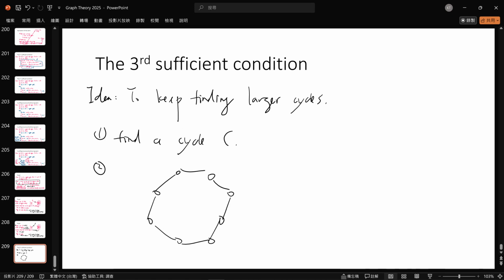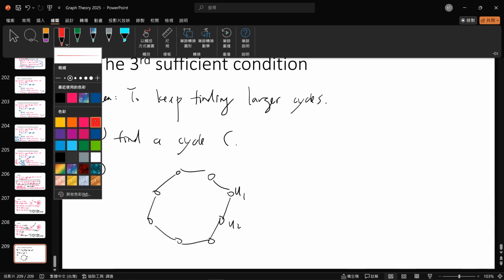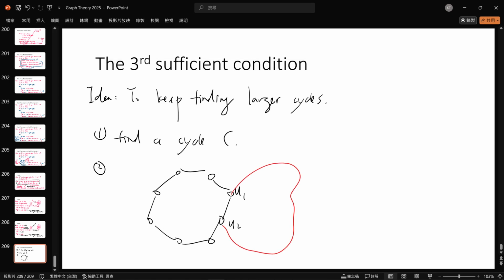Okay, so this is the cycle you have. Now, one simple way to find a larger cycle is to find two vertices that are adjacent, and there's a path outside this cycle that connects these two vertices, U1 and U2. So clearly, if you have this path, then you can find a larger cycle.